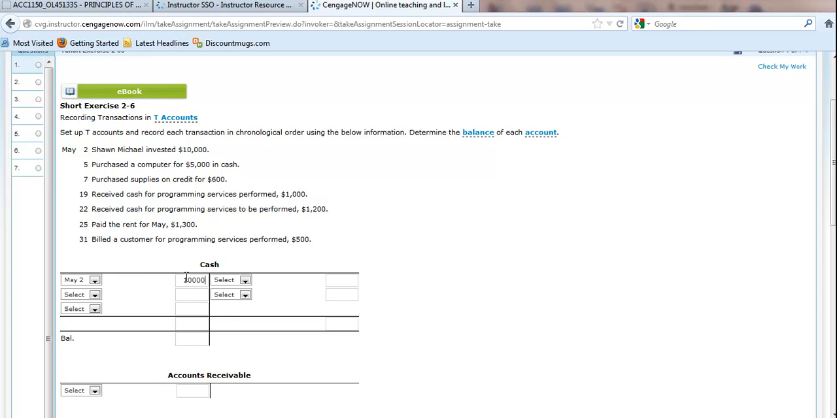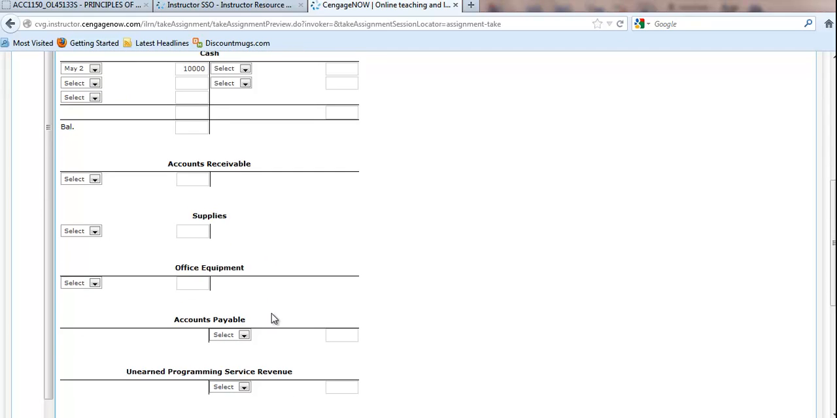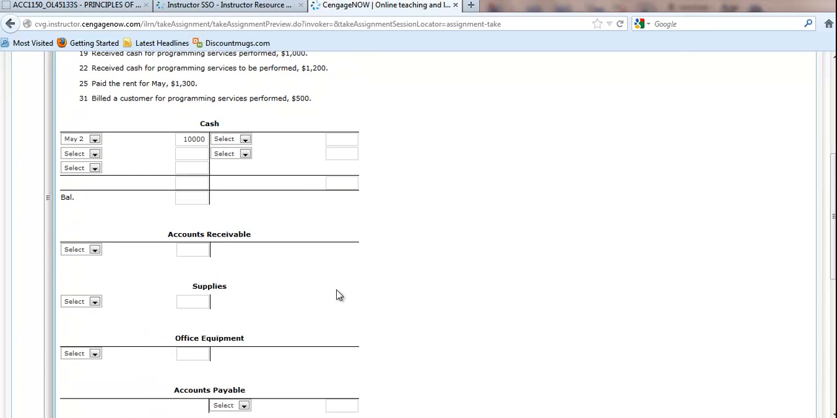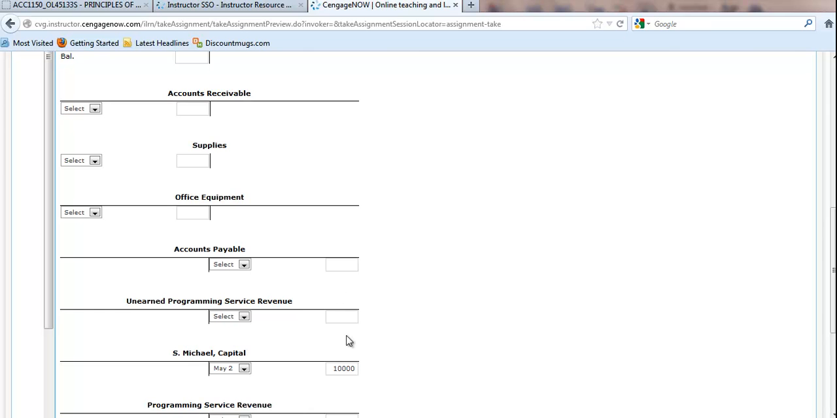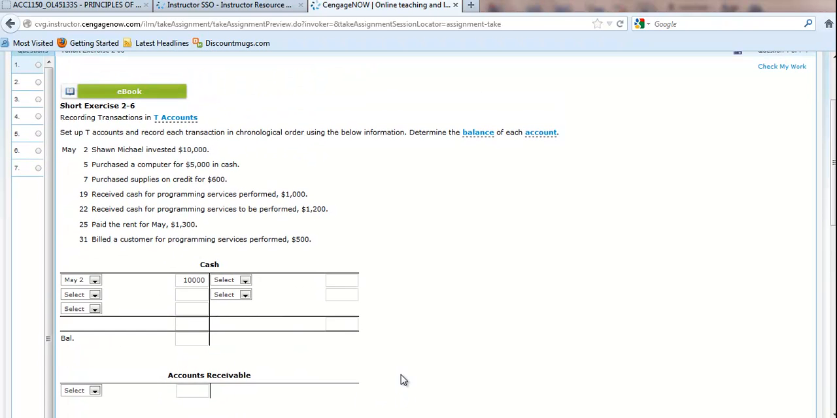So I have my debit, and then I need to have my credit, because also remember that debits must equal credits for every individual transaction. So if I invest cash in the business, I'm increasing my capital. Capital increases with the credit, so I'll scroll down here to my Michael Capital, May 2nd, and I'll increase it by $10,000. So I have a debit to cash for $10,000 and a credit to capital for $10,000. So my debits equal my credits. So now I'm ready for the 5th.